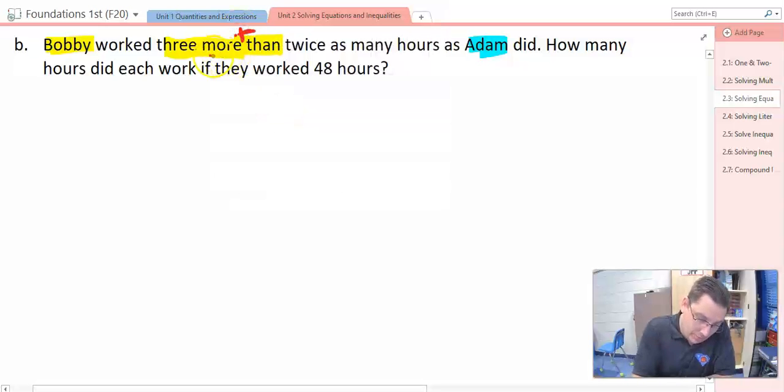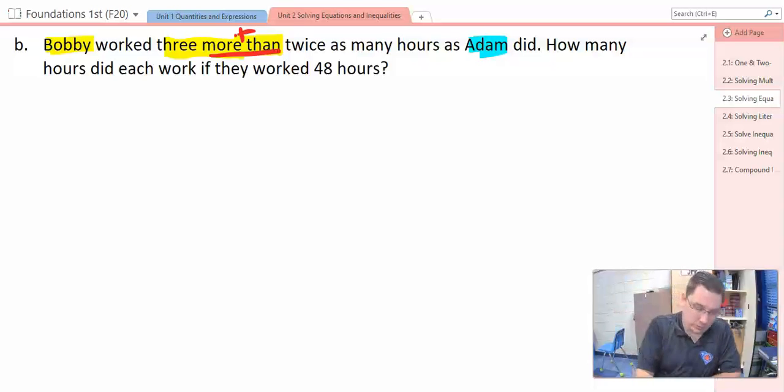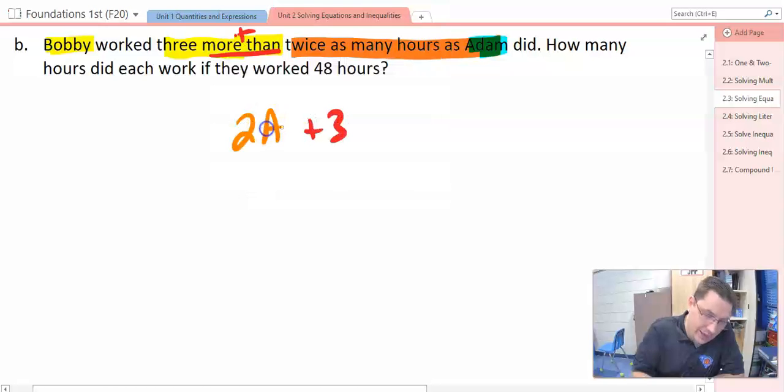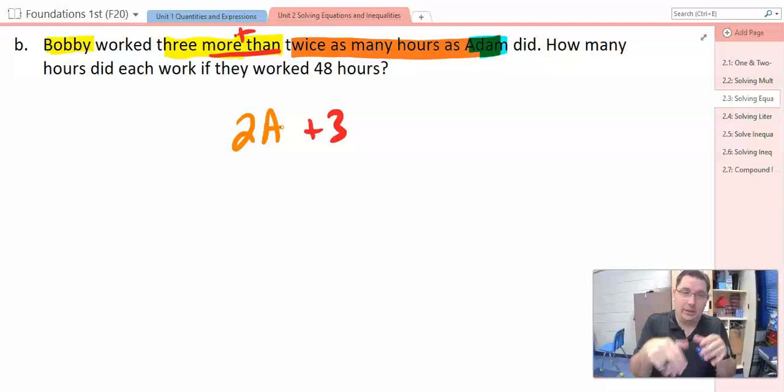Remember that phrase more than means what? Addition, right? But anytime we see that phrase more than or less than, that puts it at the back end, not the front end, right? So whatever I've got, it's going to be plus 3. 3 more than what? 3 more than twice as many hours as Adam. So how are we going to represent that? That is 2a. Because twice as many, remember twice means times it by 2. So 3 added to 2a, right? And so that's equal to what?